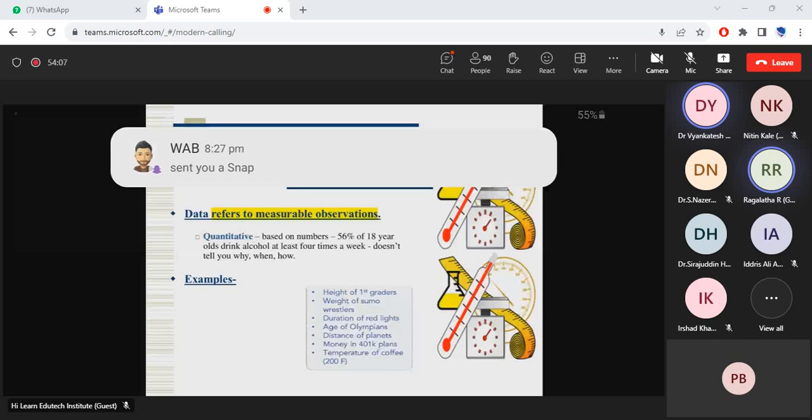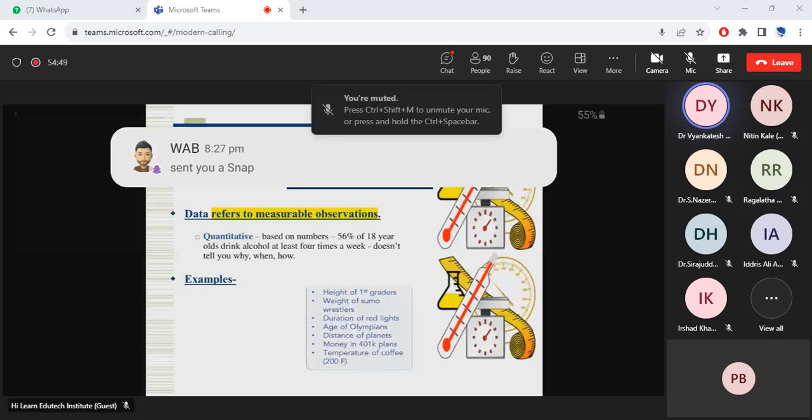So we are basically dealing with data collection. Data collection is categorized into numerical and non-numerical values. As far as numerical is concerned, the data refers to measurable, quantitative observations based on numbers. For example, 56% of young people drink alcohol at least four times a week. That doesn't tell you why and how they consume. That is one example of numerical values, shared in a numerical manner.